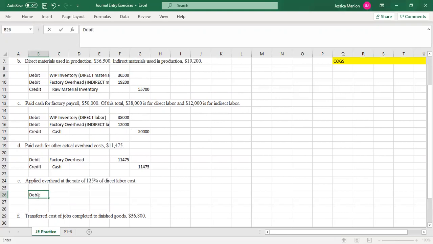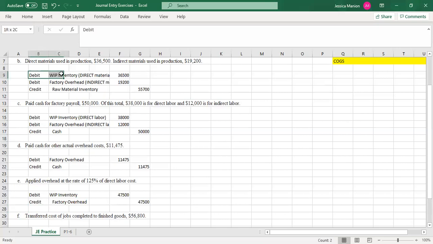So we're debiting work in process inventory, and it's for 125% of direct labor. So that equals, here was our direct labor, times 1.25. So we're applying overhead to work in process, 47,500. So we're debiting work in process inventory, crediting factory overhead. So again, factory overhead increases with the debit, decreases with the credit. So we're moving these costs out of factory overhead into the work in process inventory account.